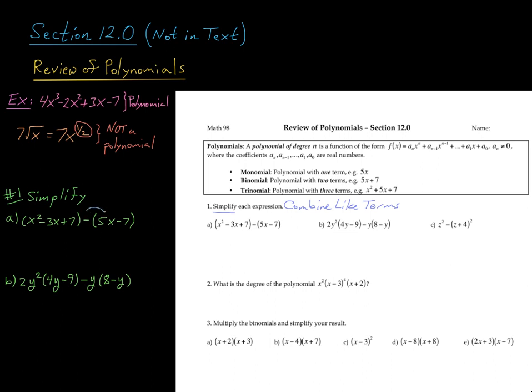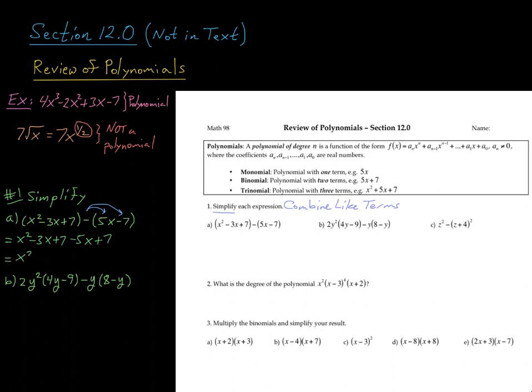So this negative here will distribute from the distributive property, and that's going to give us this expression, x squared minus 3x plus 7. And then when we distribute the negative, we're going to come out to be minus 5x. And then careful here, a minus a -7, that is plus 7. Okay, and now we can go ahead and combine like terms to finish.